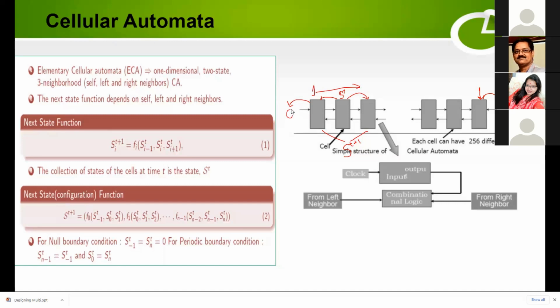For the null boundary condition, we always assume the extreme left and the extreme right to be logic 0. And in case of the periodic boundary condition, we can think of it as a circular queue or circular linked list type structure. The extreme right will be treated as the left of the extreme left, and similarly the extreme left cell will be considered as the right of the extreme right cell. So these are the basic concepts of Cellular Automata.